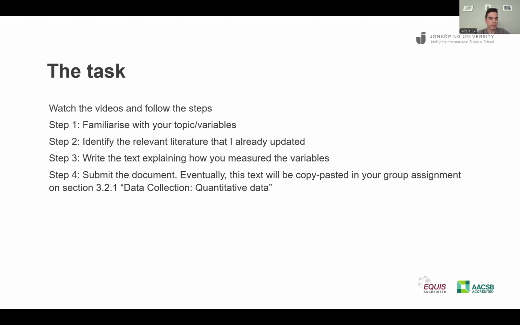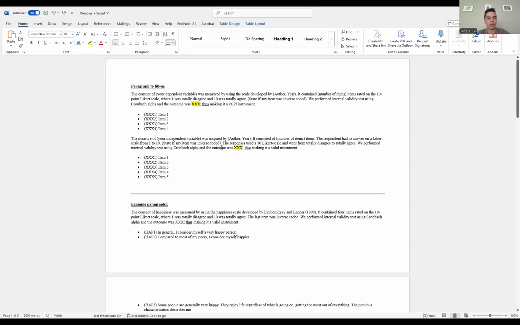Okay, so now we're probably in step number 3, where you need to write the text explaining how you measure the variables. So let me change the screen to the Word file. Here it is. So take a look at this paragraph to fill. This is literally what you have to fill.